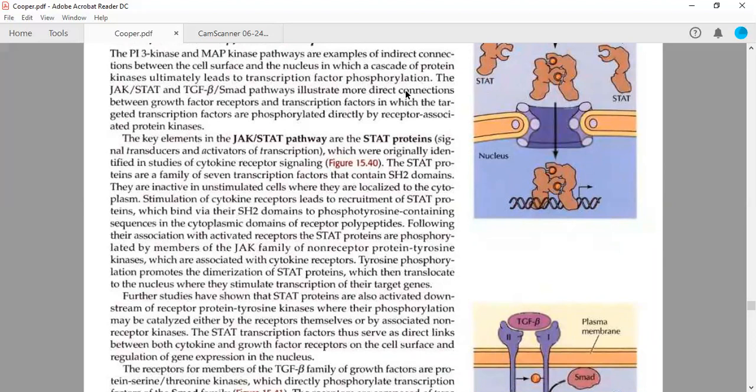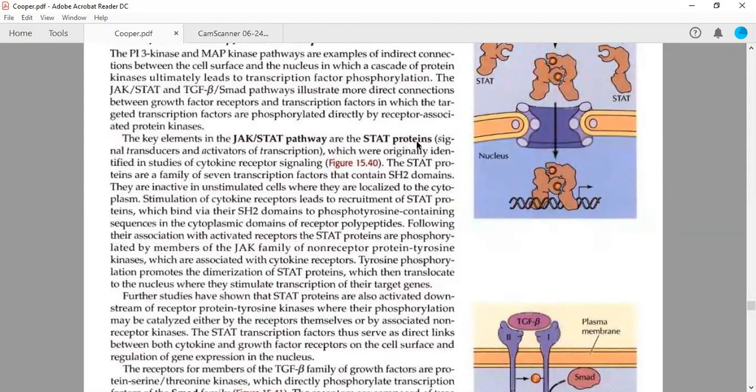So these are more direct connections between the growth factor receptor and the transcription factor, because the transcription factor will be activated and go inside the nucleus, in which the targeted transcription factors or STAT proteins are phosphorylated and go directly into the nucleus by the receptor associated protein kinases. These are called JAK kinases or Janus kinases. Now, the key elements in this JAK-STAT pathway are called STAT proteins.